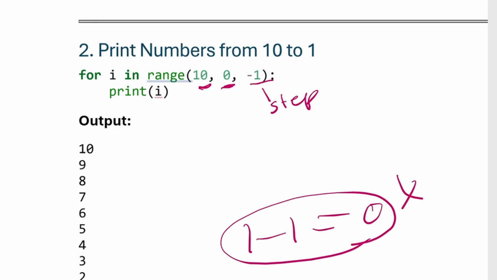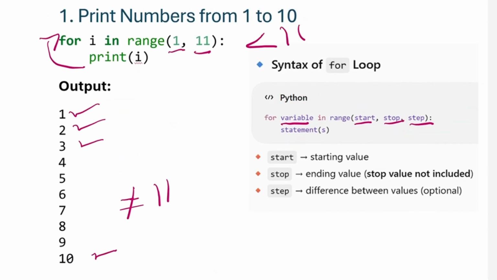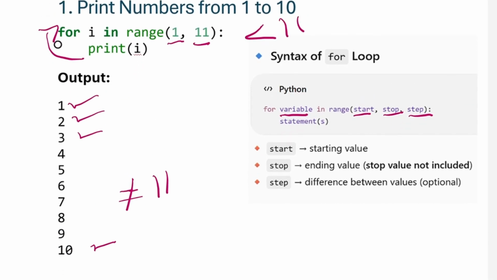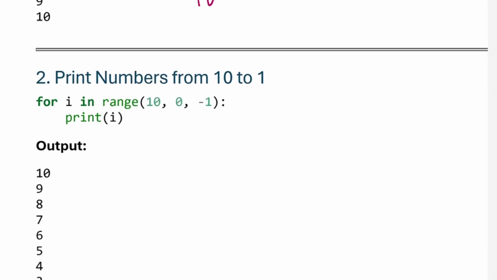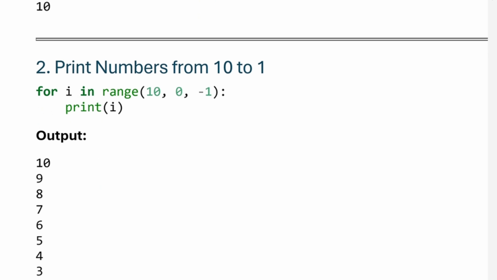That means if minus 1 is given, then the final last value that will be printed must be greater than the stop value. Here, in the increasing case, it must be less than the stop value. To print numbers from 10 to 1 downward, we have to write minus 1. This is your step value.